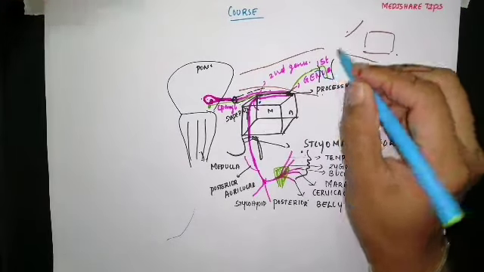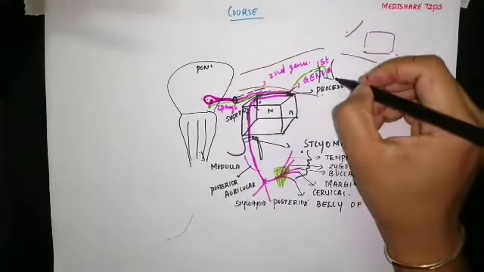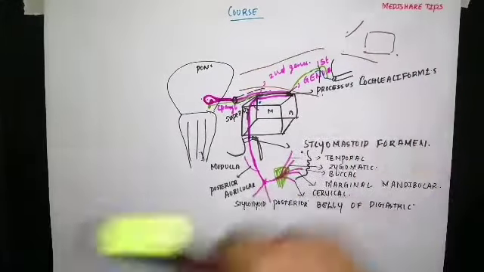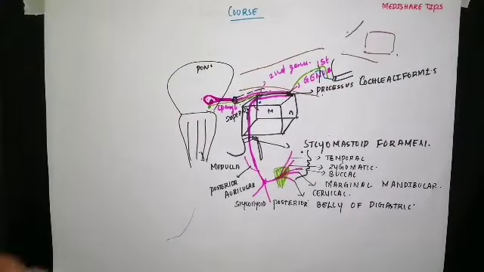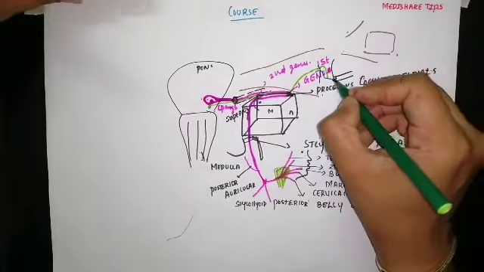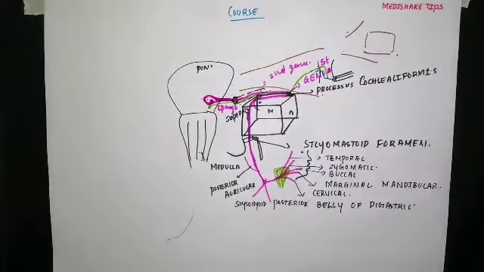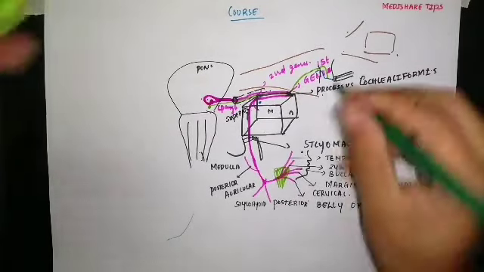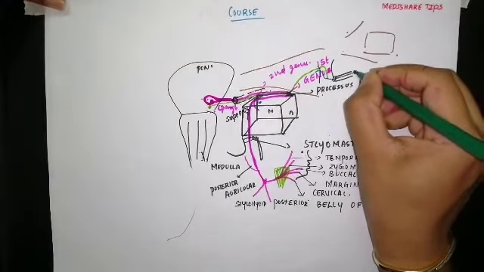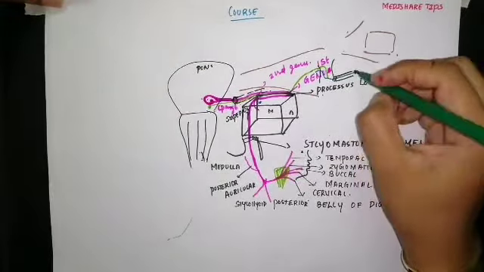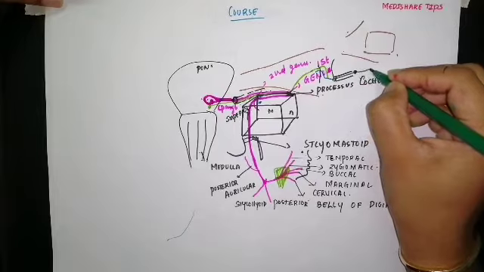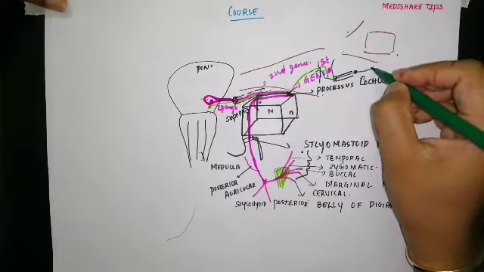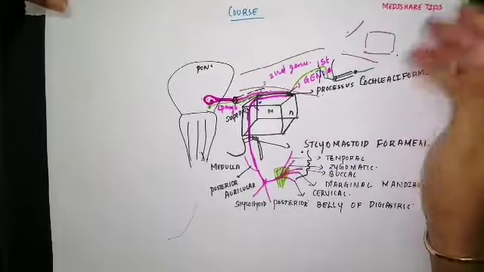So the greater superficial petrosal nerve passes through the foramen lacerum and is joined by the deep petrosal nerve. They together form the nerve of the pterygoid canal, also known as the Vidian nerve. So the Vidian nerve then reaches the pterygopalatine fossa and relays in a ganglion which is known as the pterygopalatine ganglion. From this pterygopalatine ganglion, postganglionic parasympathetic fibers arise, and these have to reach the lacrimal gland.